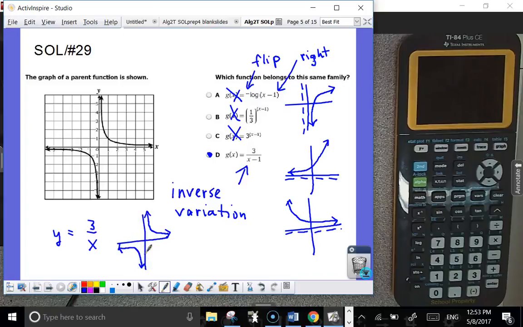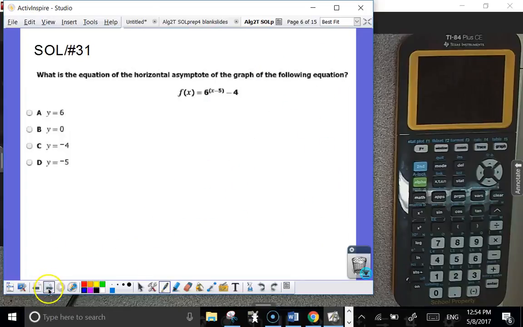So which one of those is in the same family? It's letter D. And you could have just graphed them, right? I think it would have been pretty clear which is the only one that had 2 branches. Okay, next one, 31.